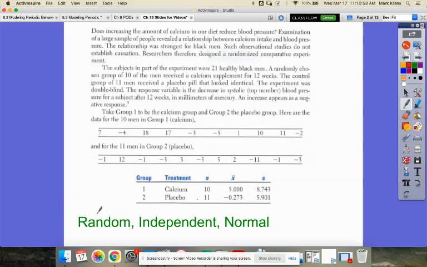So what we need is randomness. Did they randomly assign these people? Yes, this one's random assignment to treatments. Are they independent of each other? Yeah, it's not like these people were necessarily interacting with each other. I'm sure there's more than 210 healthy black men. And is it going to be relatively normal? For this, I don't know if these are relatively normal, so what we'd want to do is look at some sort of plot or picture to talk about normality. But this is the stuff we would need to run our inference.